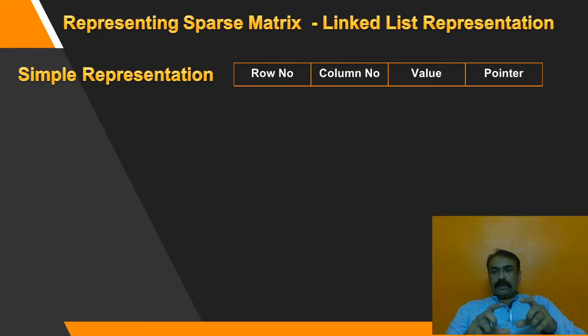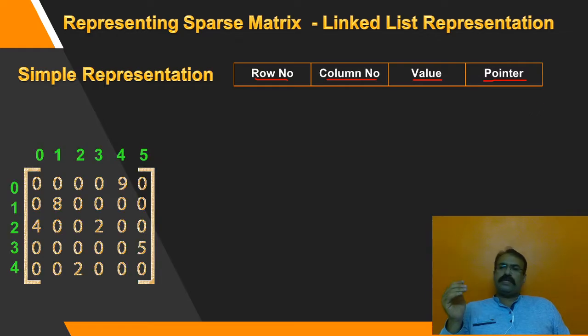But when we represent a sparse matrix using a linked list, we need to redefine the node. We will have four things in that node: first one is the row number, the column number of the non-zero element, the non-zero element, and the pointer to the next node. So these three are ultimately the data field, and the last one is the link field.